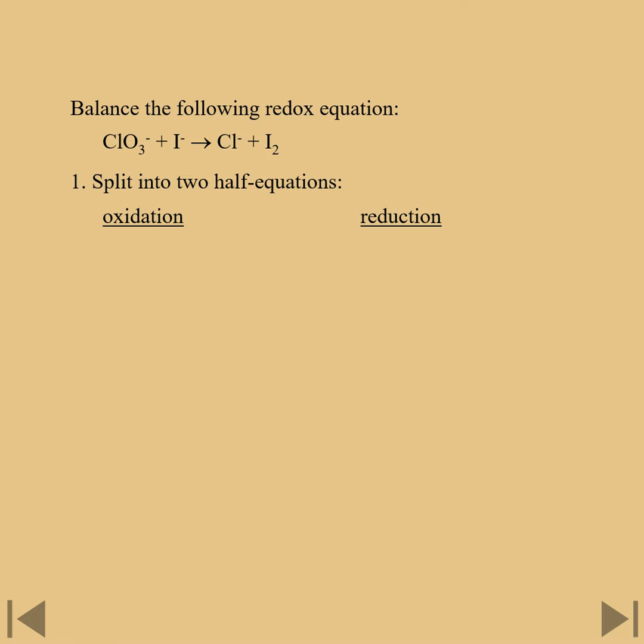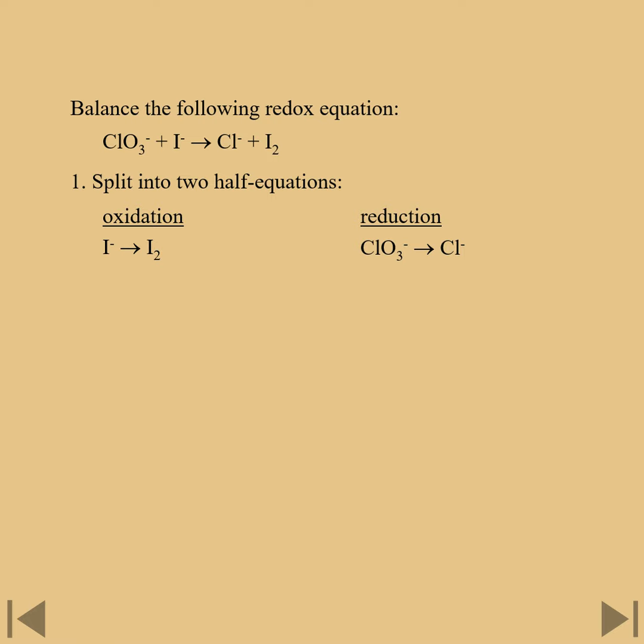Then the charge on the iodide is -1. Remember, the charge on a monatomic ion is your oxidation number. Same with the chloride, it's -1. And then what's the oxidation number of iodine in the iodine molecule? Well, of course, that would be 0. So who lost electrons? The iodine. It went from -1 to 0. And what was reduced? Well, that would be the chlorine, as it went from +5 to -1.